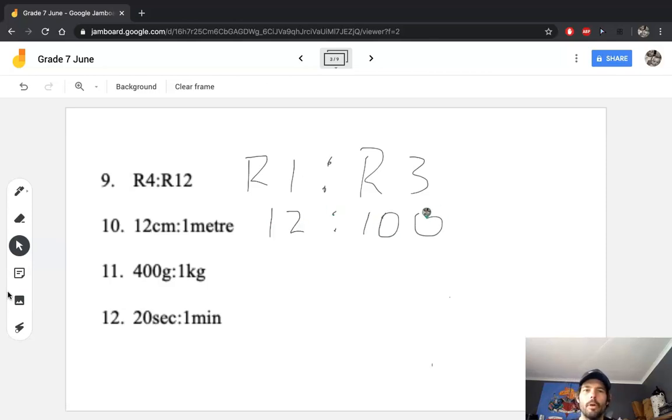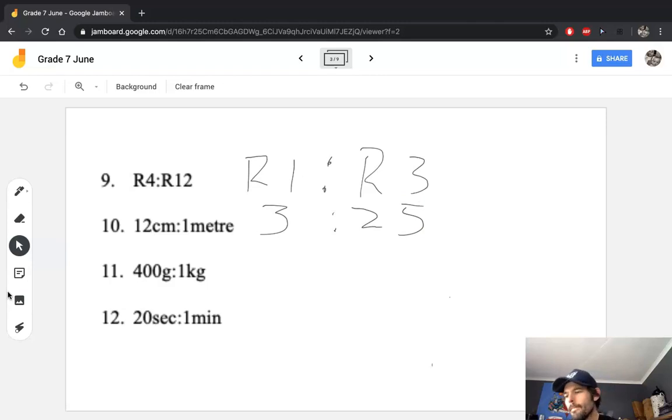Okay, so now I've got them both in centimeters. Now I can compare. Both of them are even numbers. Both of them are in the 4 times table. So if I divide 12 by 4, I get 3. And if I divide 100 by 4, I get 25. So my simplified ratio there is 3 is to 25.